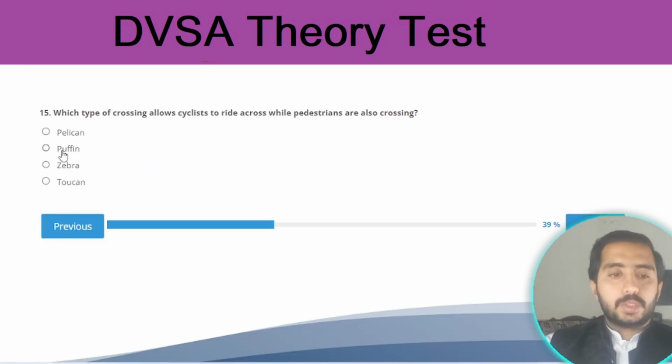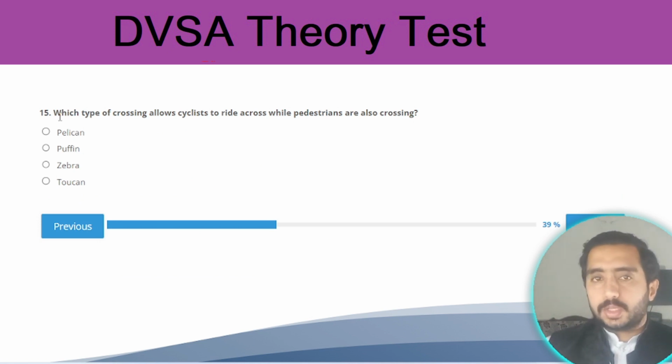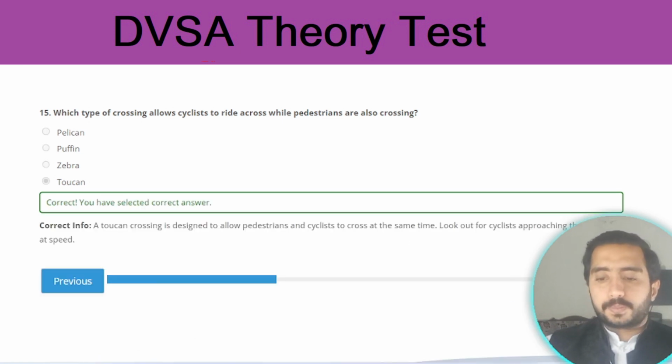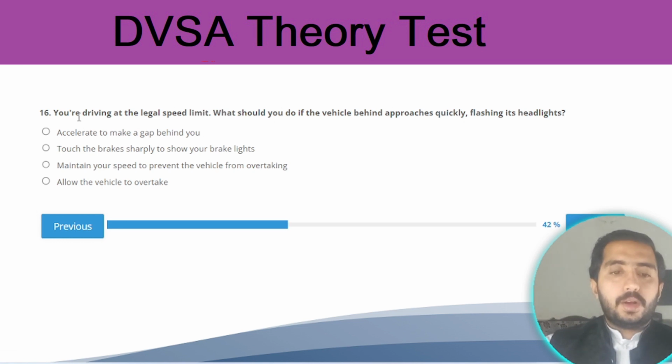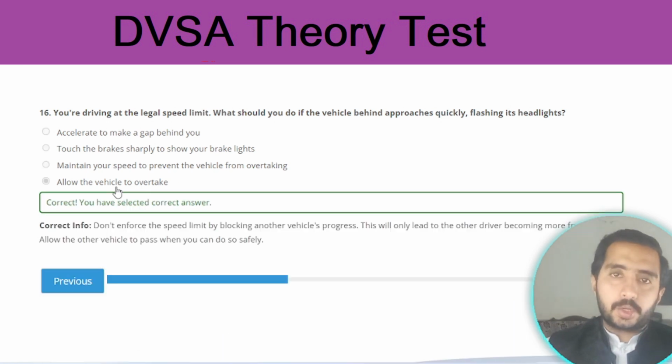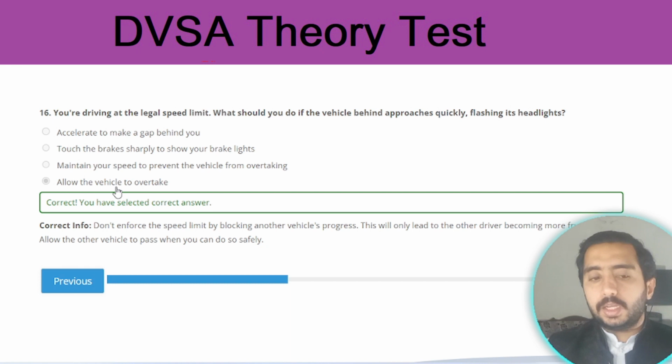Next one. Question number 15. Which type of crossing allows cyclists to ride across while pedestrians are also crossing? The correct option is toucan. Option D is the correct one. Next one. You are driving at the legal speed limit. What should you do if a vehicle behind approaches quickly, flashing its headlights? If it's approaching quickly and flashing its headlights, then definitely you need to allow that vehicle to overtake you. The correct option is option D.